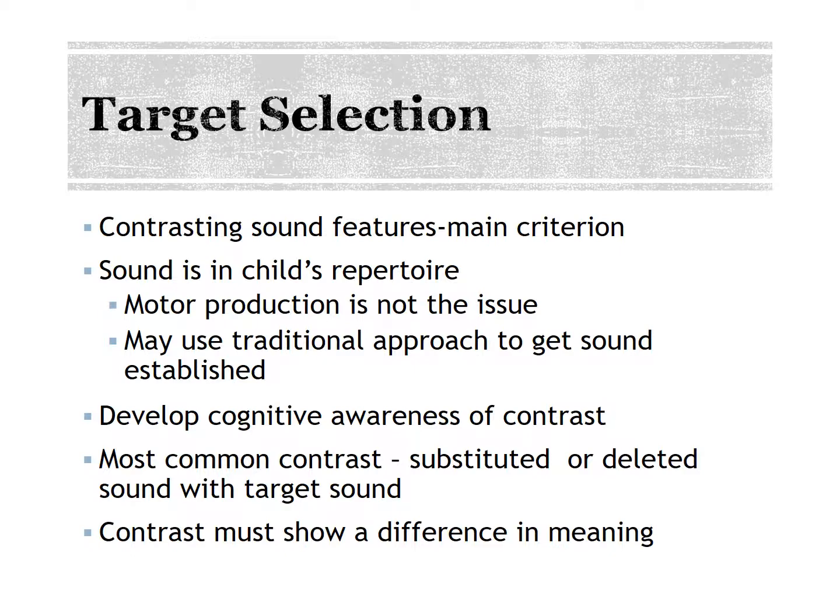So the main criterion for target selection with all of our contrast approaches is contrasting the sound features. When selecting targets, it is preferred for the sound to be in the child's repertoire. Let me say that again. We want the sound to be in that child's repertoire. Remember, with this approach, motor production is not the issue.